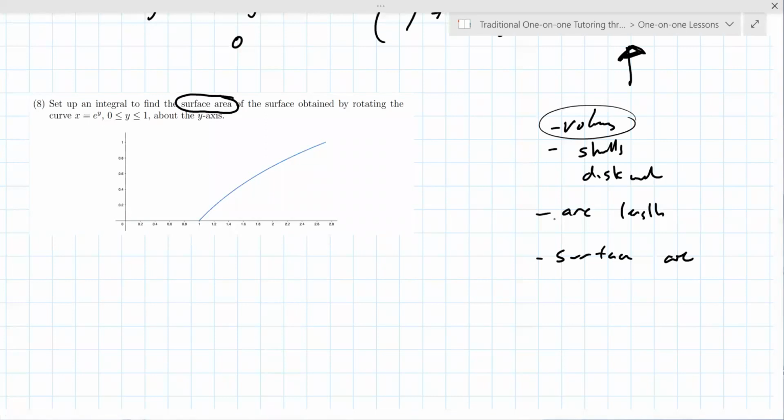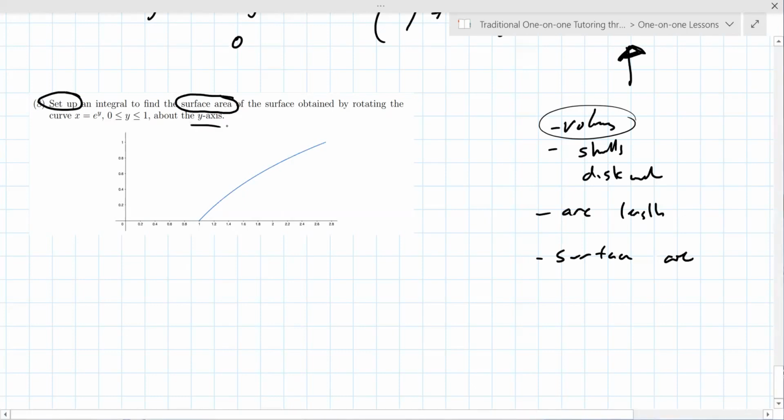Is washer the one where it's big R minus little r? Yes. Okay, cool. And it really should say solid disk. I don't know why I think that a disk isn't always solid, but maybe that's just me.